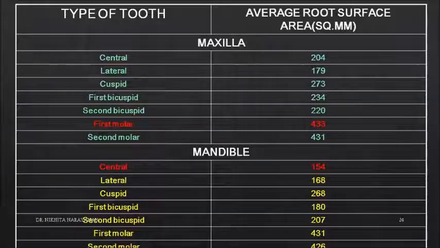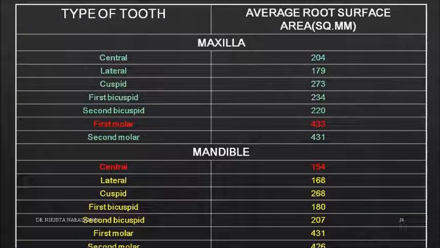The average root surface area of each tooth has been determined, and it was found that the maximum is for the first molar, that is the maxillary first molar, which comes up to 433 square millimeter. The least root surface area is for the mandibular central incisor, which is 154 square millimeter. For the maxillary central incisor, it is 204 square millimeter. For the maxillary lateral incisor, it's 179 square millimeter.